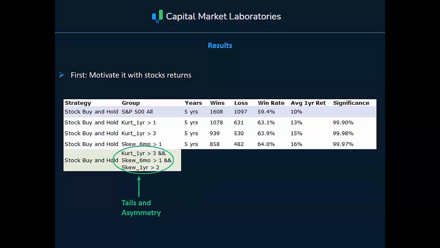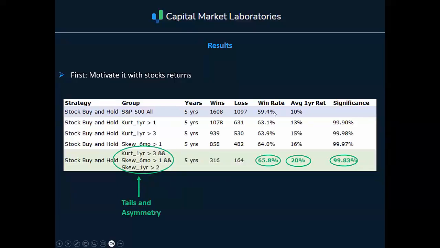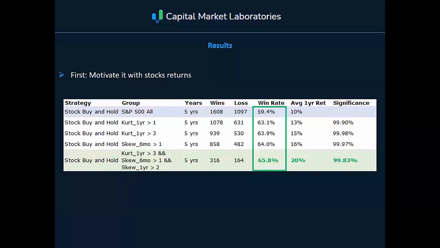So I took the tails of the tails, and I took asymmetry. Win rate went from 59% to 66%, and the average trade went from 10% to 20%. Very strong statistical significance. So look, as we kept adding return distribution characteristics, the win rates went up and the returns went up.